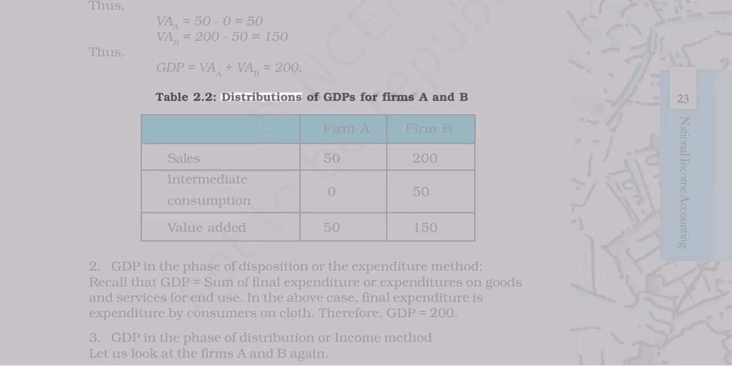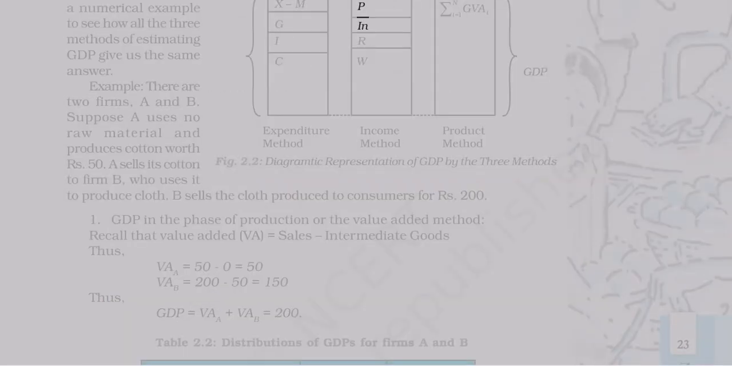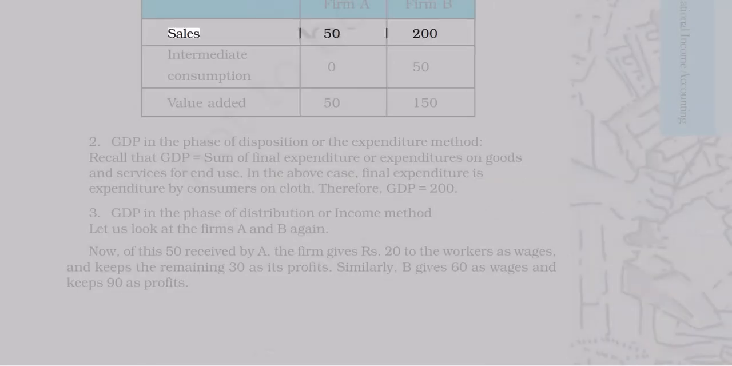Table 2.2, distributions of GDP for firms A and B. Figure 2.2, diagrammatic representation of GDP by the three methods: expenditure method, income method, product method. Firm A, firm B. Sales: 50, 200. Intermediate consumption: 0, 50. Value added: 50, 150.